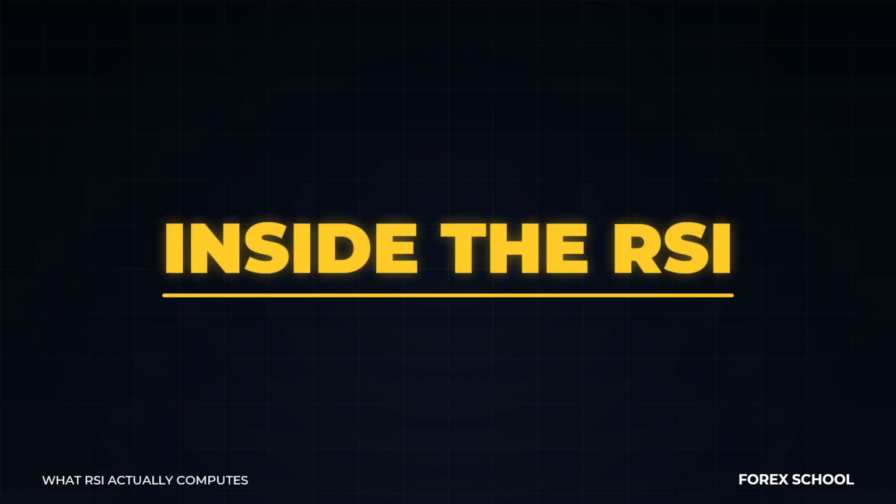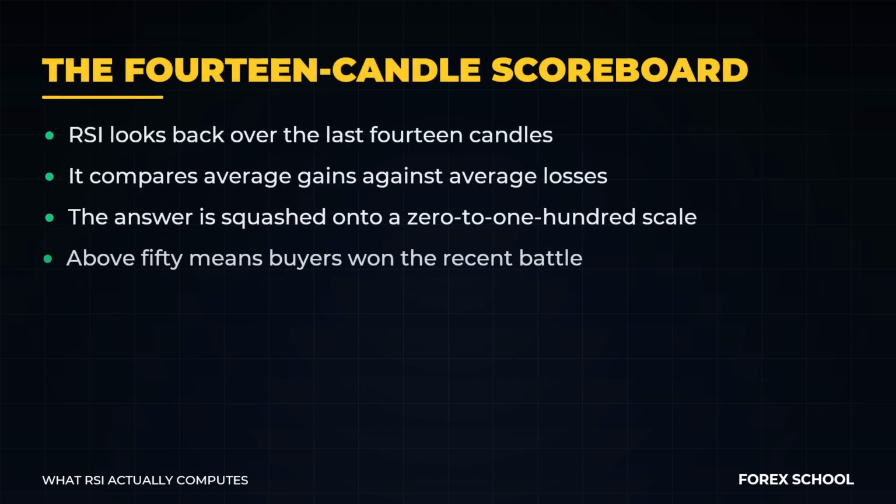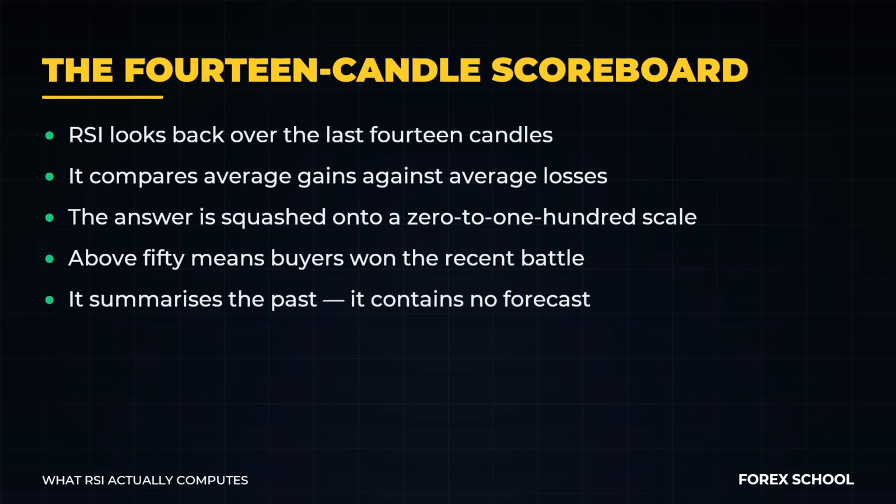So what is the relative strength index actually doing under the bonnet? Let's open it up, in plain English, with no algebra required. Strip away the mystique and RSI is a simple scoreboard. It looks back over the last 14 candles, that's the standard setting, and asks two questions. On the candles that closed higher, how big was the average gain? On the candles that closed lower, how big was the average loss? It then compares the two and squashes the answer onto a scale from 0 to 100. That is the whole machine.